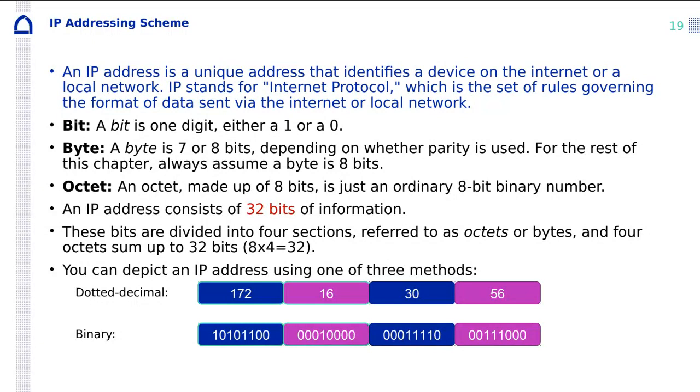Okay, this is an example of an IP address: 172.16.30.56. You see how 16 is represented, from right to left: 0, 0, 0, 0, 1. Because it is 1, 2, 4, 8, 16, the values of the one according to its position.